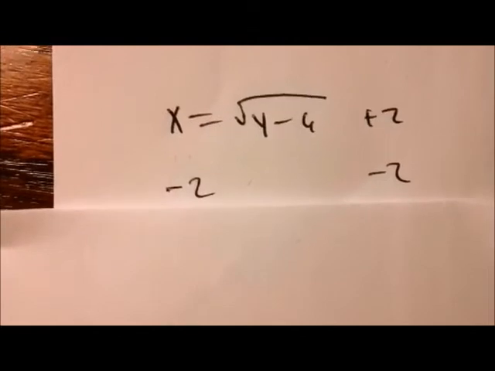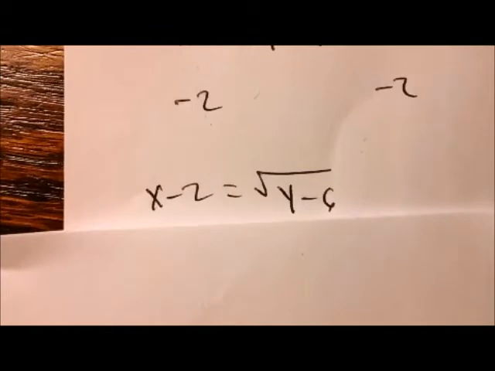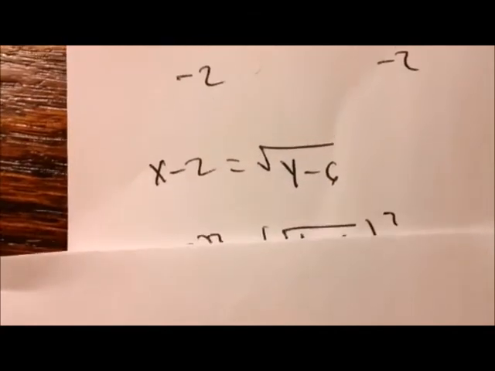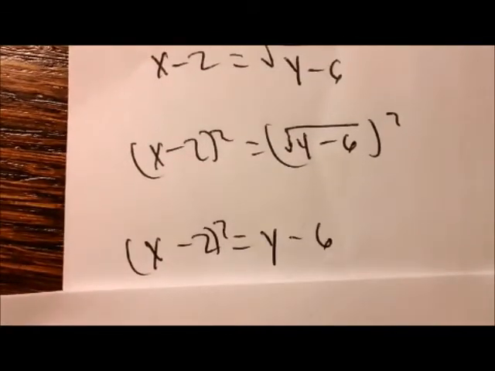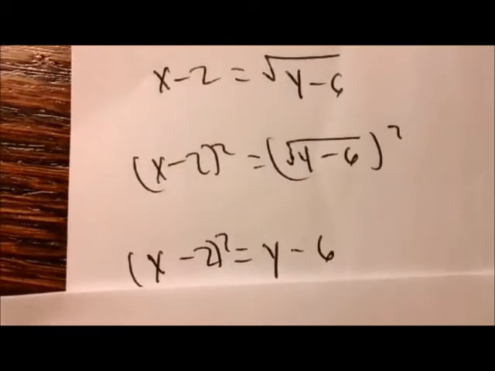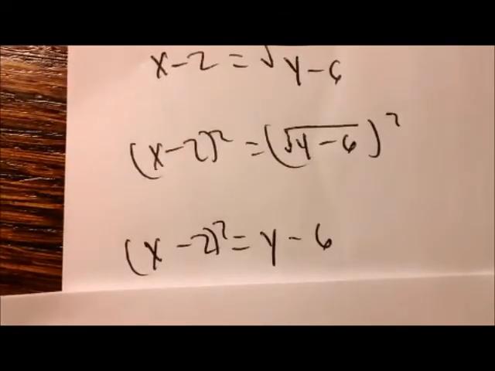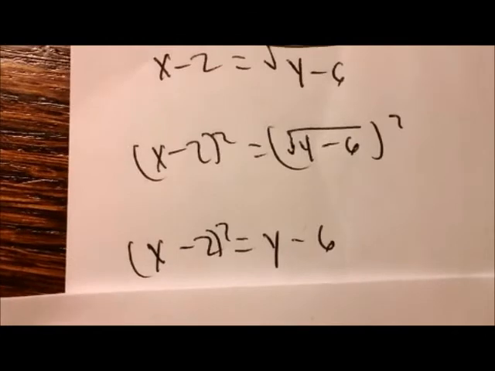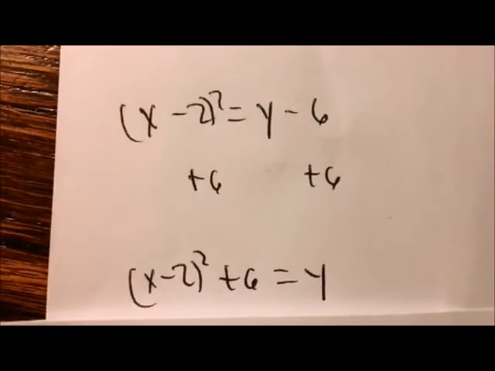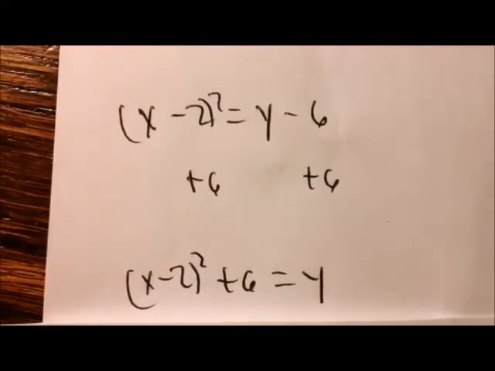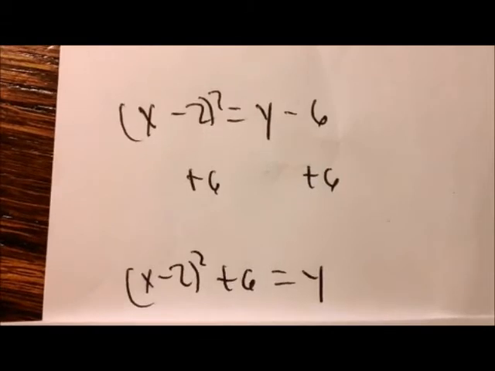So you subtract 2 from both sides, and you get x minus 2 is equal to the square root of y minus 6. And then to get rid of the square root, you square both sides, and you get (x minus 2) squared is equal to y minus 6. Then to get rid of the minus 6, you add 6 to both sides, and then you end up with y is equal to (x minus 2) squared plus 6, and that is the inverse.